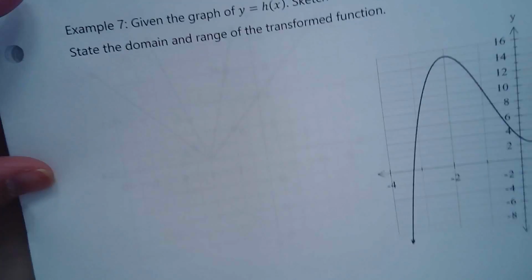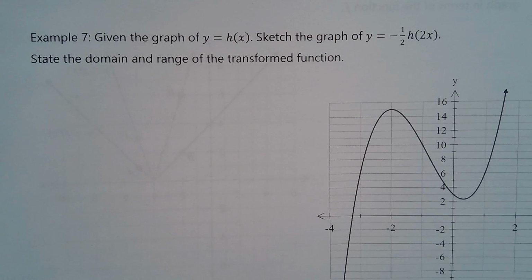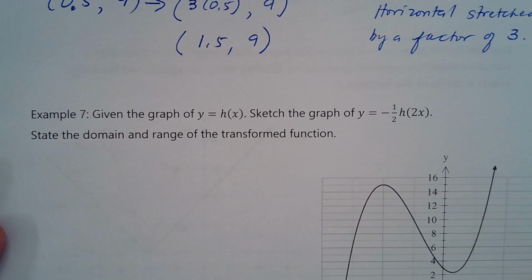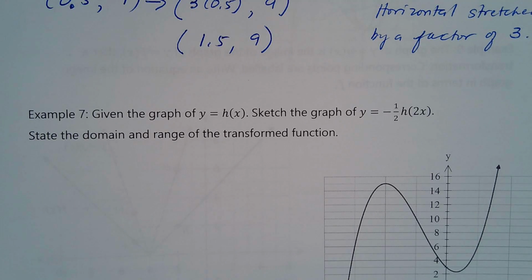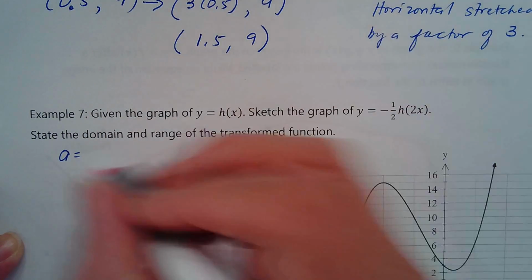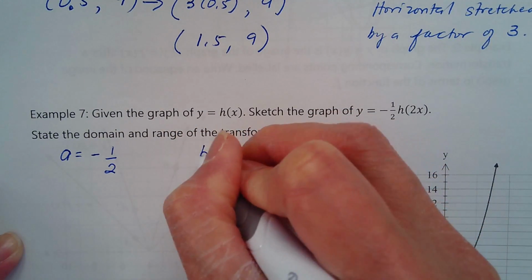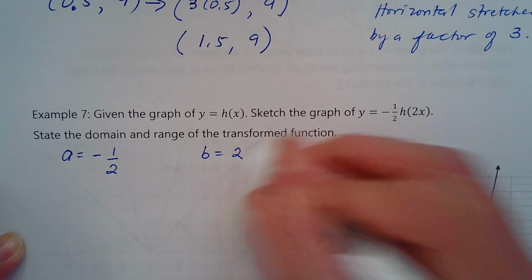Okay, now this one here, example 7, and then we're going to rest and digest what we just finished. Example 7: given a graph of y equals h of x, sketch the graph of y equals negative 1/2 times h of 2x. So what's our a value? Our a value is negative 1/2. And what's our b value? B value is 2.